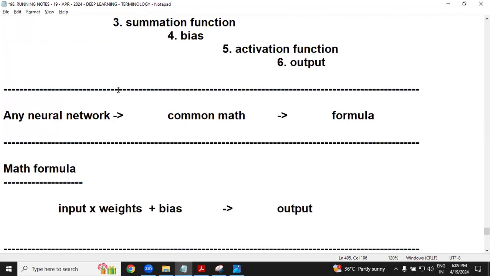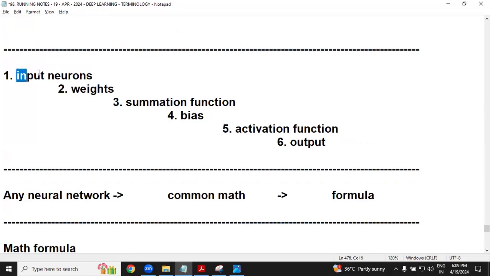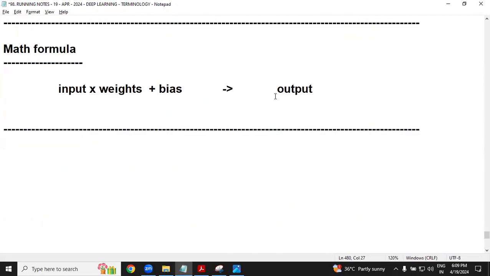One more time, let me repeat. These are all points so that we can move on to the next discussion. First one is input neurons, weights, summation function, bias, activation function, output. Not only the activation function, two more points we are going to add. Though this is the basic diagram I'm showing, we can elaborate the diagram also.